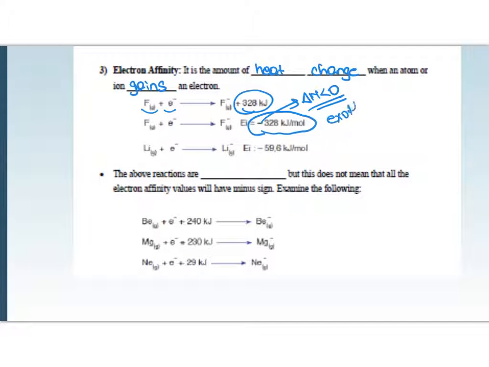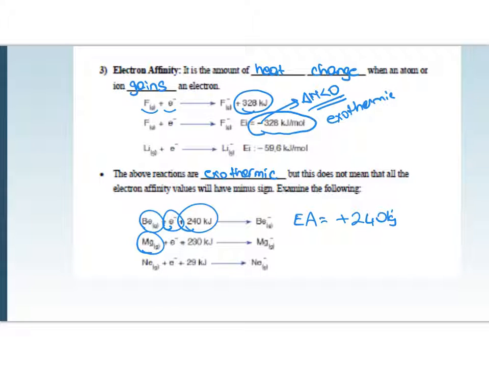So these above reactions are exothermic, but this does not mean that all the electron affinity values will have a negative sign. For example, just examine these following ones. Beryllium gains an electron. In this case, it needs energy to gain an electron. So this is electron affinity with a sign of plus here, plus 240 kilojoules. And magnesium, this is a really good metal, so it doesn't want to gain an electron. So if you would like to give an electron to it, you have to give heat also. So this has an electron affinity value again plus 230 kilojoules.